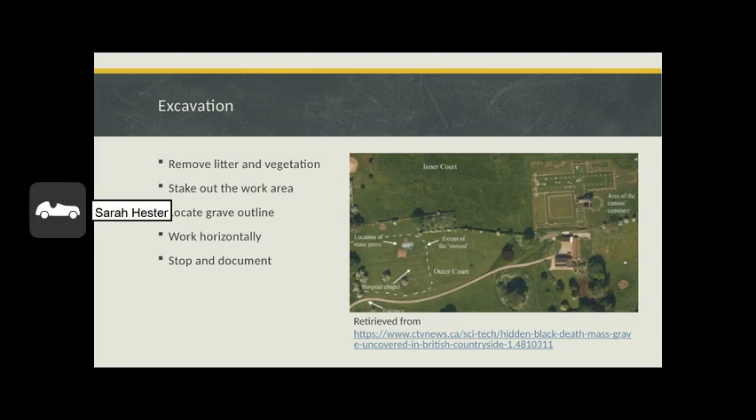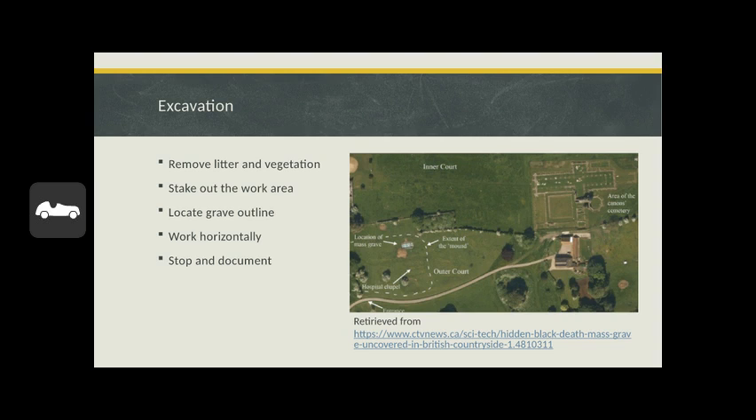At this point, the actual excavation process can begin. Any litter or vegetation on the surface of the grave must be removed. The work area must be staked out. All edges of the grave must be marked to ensure no portion of the site is accidentally left ignored. This outline is continuously referred to throughout the excavation process. After the grave has been clearly defined, the digging can begin.